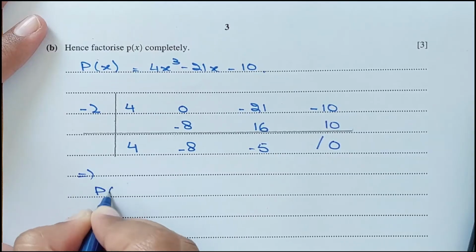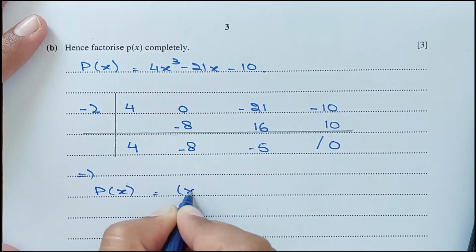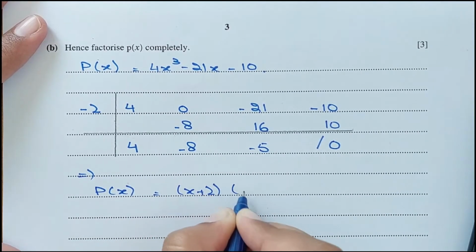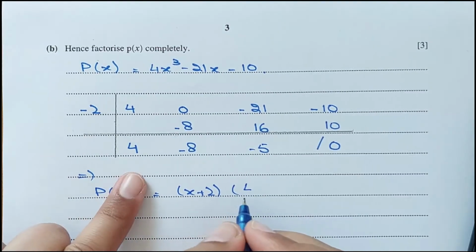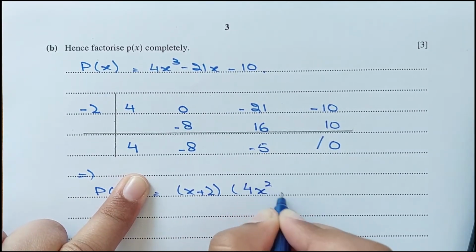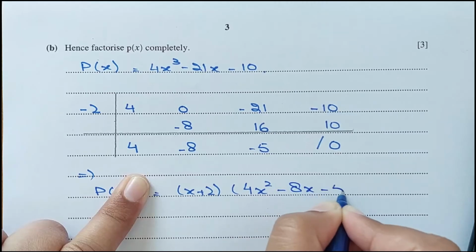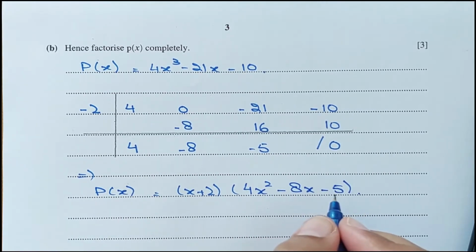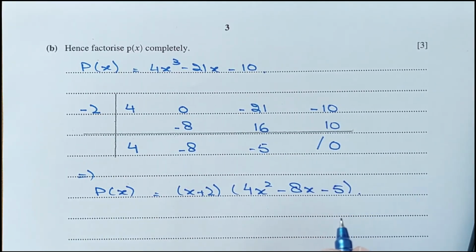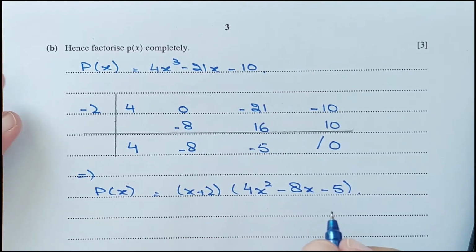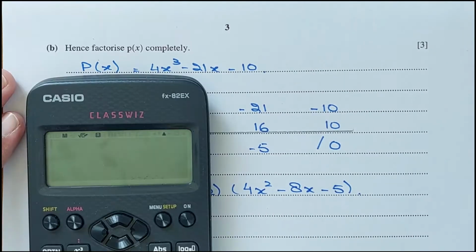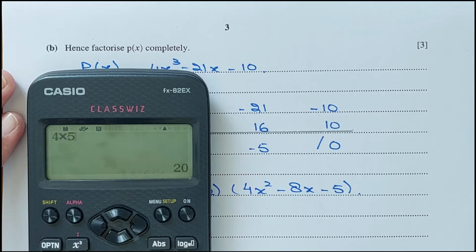Now, p of x is x plus 2 into we have a quadratic now, 4x squared minus 8x minus 5, right? Okay, applying the quadratic formula, or we can just factorize this quadratic equation. So we can say 4 times 5 is 20, 2 times 10 is 20, and we have 2 minus 10 is negative 8.